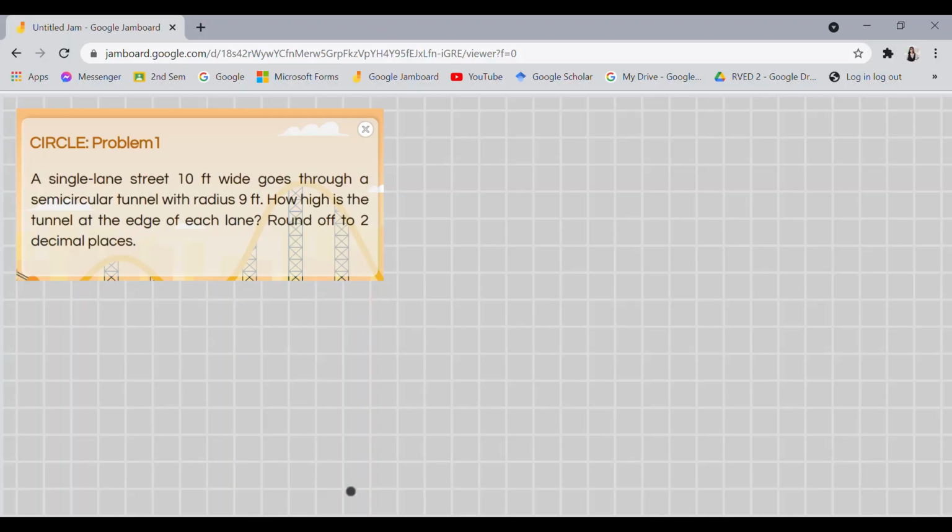Problem number 1 for circle. So we have the situation. A single lane street, 10 feet wide, goes through a semicircular tunnel with radius 9 feet. How high is the tunnel at the edge of each lane, or at the edge of the lane? Round off to 2 decimal places.